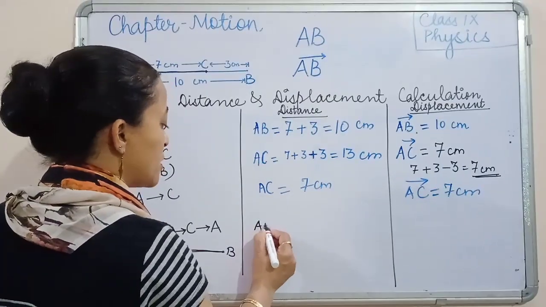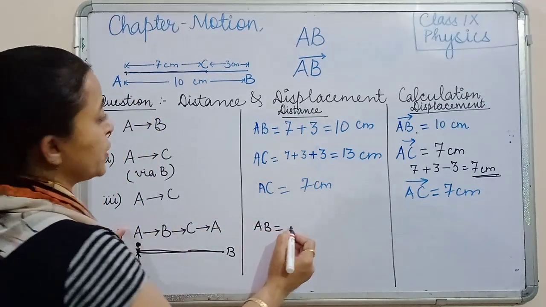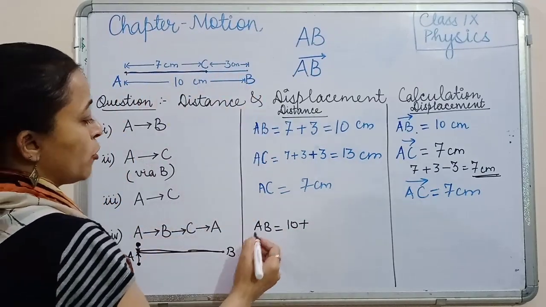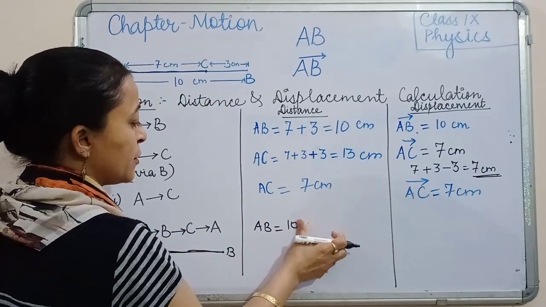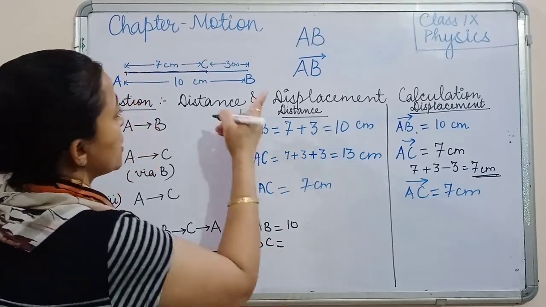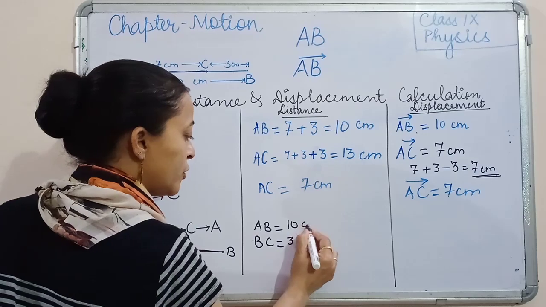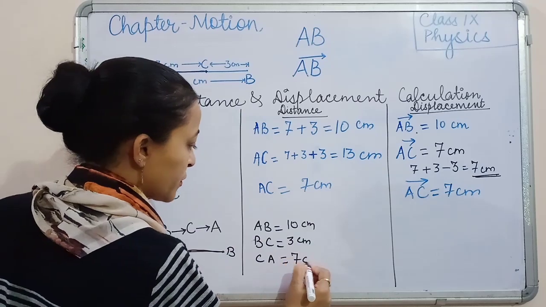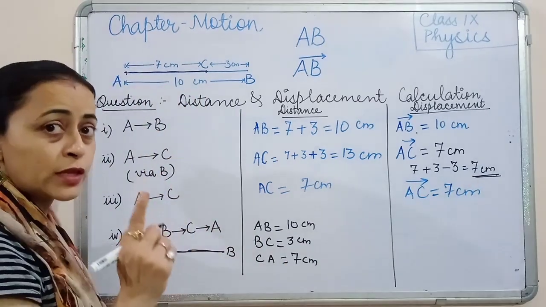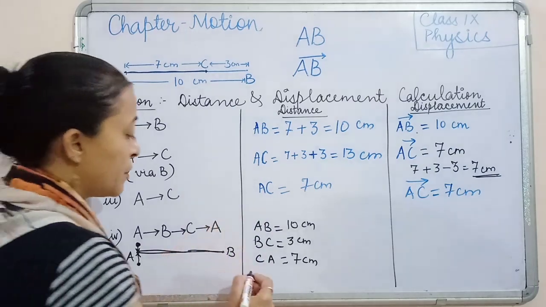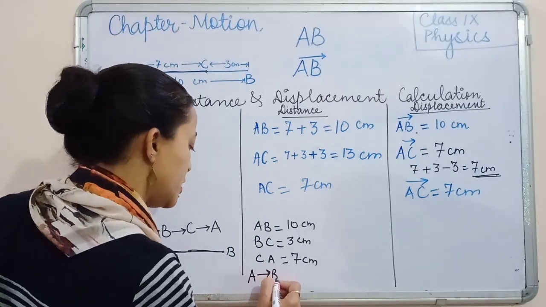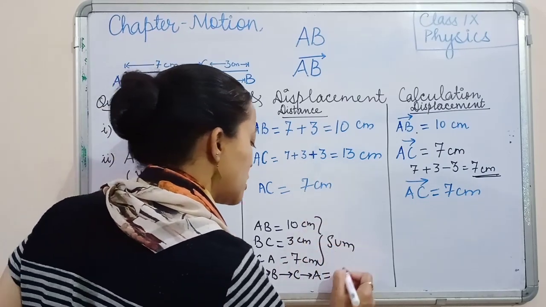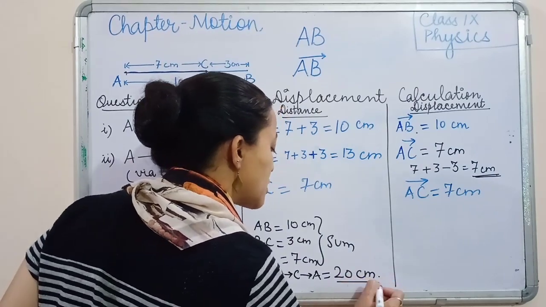So how much is the distance covered? When it was moving from A to B, it covered a total of 10 centimeters. Then from B to C it has covered 3 centimeters and from C to A it has covered again 7 centimeters. But I am talking of distances, so although it's moving in the opposite direction, the total distance from A to B to C to A will be the sum total of this, means 20 centimeters is the distance covered.